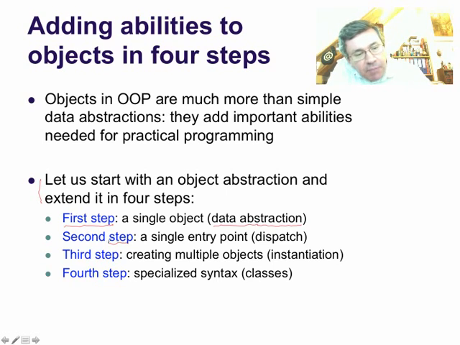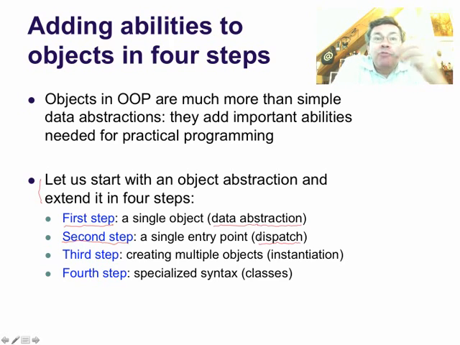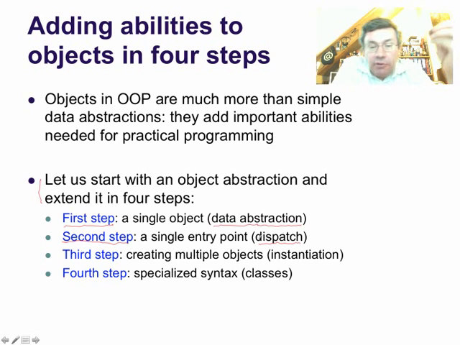The second step now is, instead of having multiple procedures, we give the objects a single entry point. So we collapse all these procedures into one entry point. And we then, when we call the object, have to choose the method. This choice is done internally and it's called dispatch.